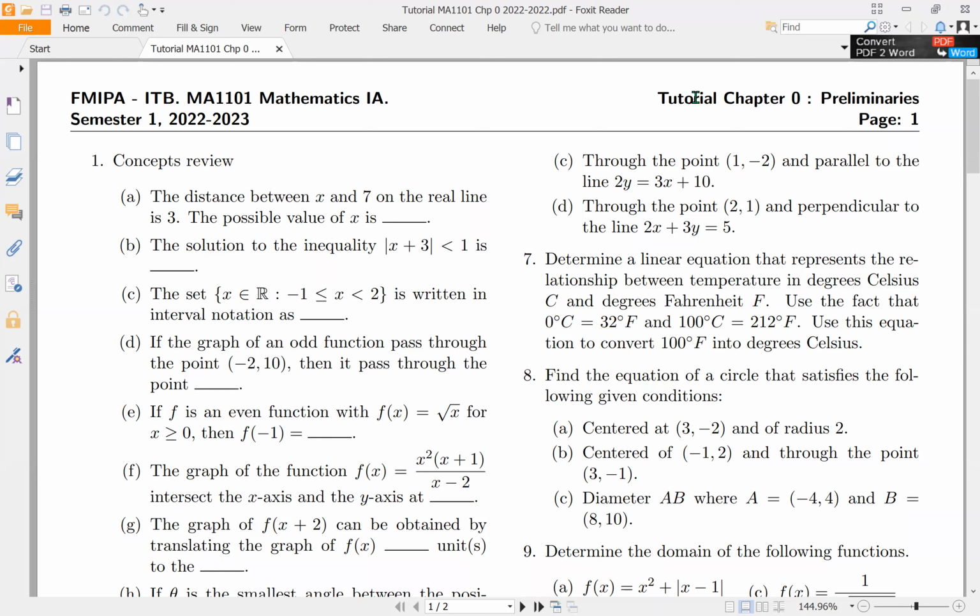So the first question is to ask: the distance between x and 7 on the real line is 3. What is the possible value of x? Okay, so I will copy the question in the whiteboard, and then I will discuss the solution. Okay, so concept review part 1A.